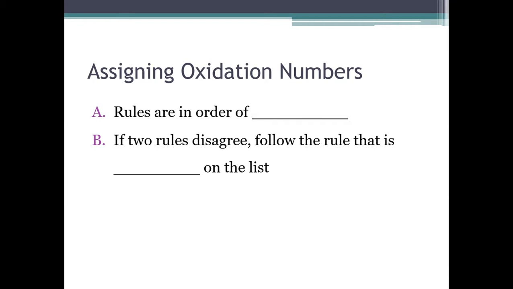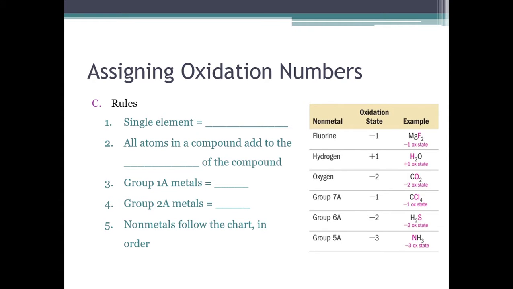There's a set of rules. It is very important that you follow the rules in order. The rules are given in order of priority, meaning that the first one is the most important and the last one is the least important. So if you have two rules that disagree, follow the rule that's higher on the list. Follow the rule that comes first because that rule is more important. Here we go. Here are your rules.